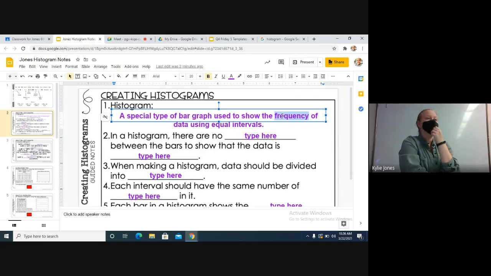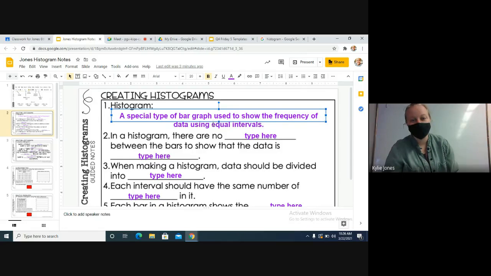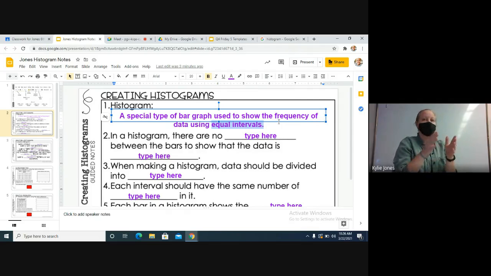So if I want to see the frequency of basketball shots that LeBron James makes, I would just count the number of times he makes a basket. It's how many times it happened. Okay? And then equal intervals means that we are going to use numbers that go from 0 to 5, 6 to 10, 11 to 15. So it's just a range that you're going to use that are equal.